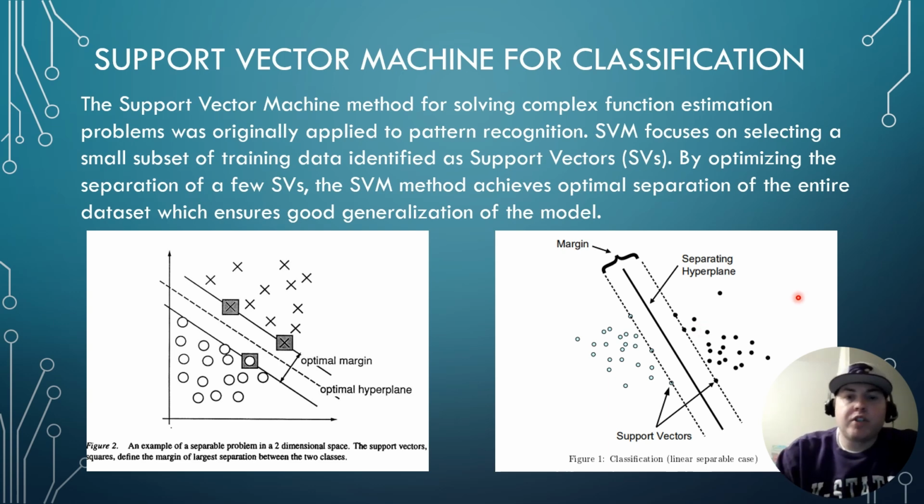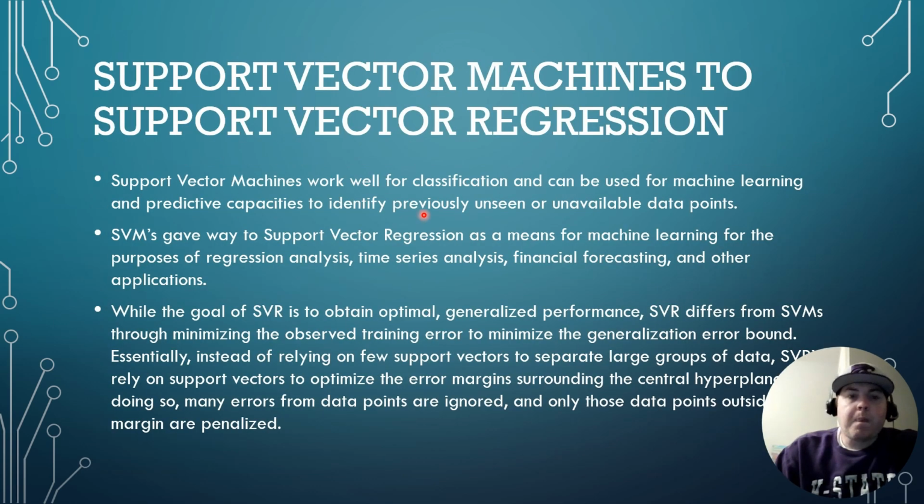Through identifying a small portion of data as training data, the support vector machine can then compare predictive results to actual data noted as test data. Support vector machines work well for classification, and they can be used for machine learning and predictive capacities to identify previously unseen or unavailable data points. SVMs gave way to support vector regression as a means for machine learning for the purposes of regression analysis, time series analysis, financial forecasting, and other applications.